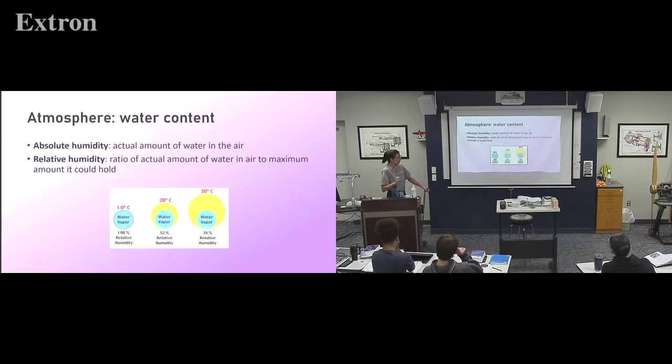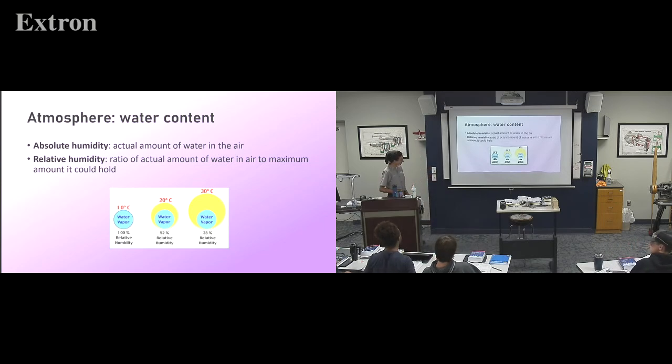So two terms. Absolute humidity is the actual amount of water in the air. So if I grab a chunk of air and I measure how much water is in it, that is absolute humidity. Relative humidity, here we go again, is another ratio. It is the ratio of the actual amount of water in the air compared to the maximum amount that it could hold.